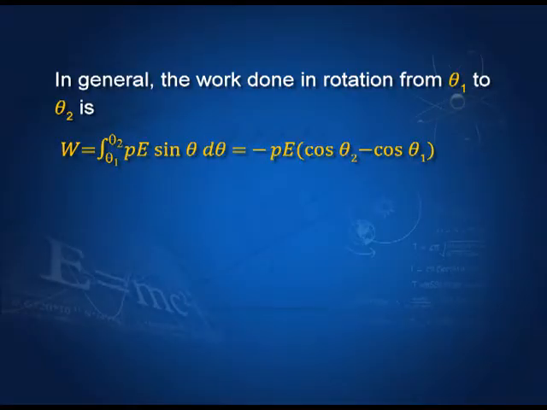In general, the work done in a rotation from theta 1 to theta 2 is the integral of P E sin theta d theta from theta 1 to theta 2, which is minus P E times (cos theta 2 minus cos theta 1).